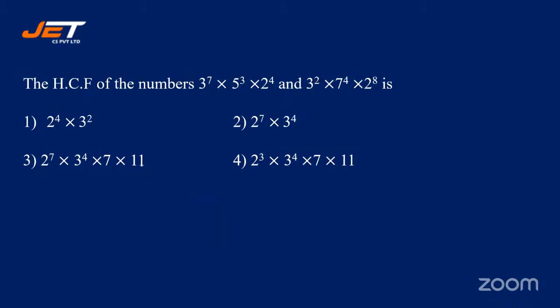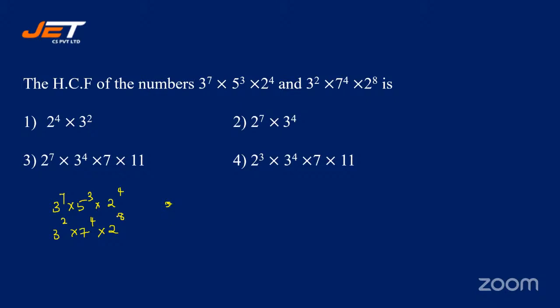See the next question. The HCF of the numbers 3 power 7, 5 cube, 2 power 4, and 3 square, 7 power 4, 2 power 8. Right? So 3 power 7, 5 cube, 2 power 4, 3 square, 7 power 4, 2 power 8.